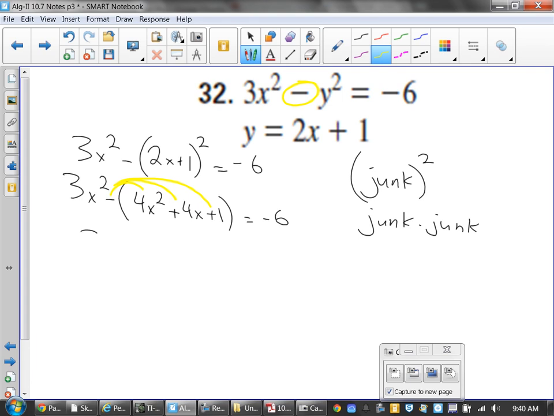So you wind up with the following: 3x squared minus 4x squared minus 4x minus 1 equals negative 6. Does everybody agree on the left-hand side here, it just becomes negative x squared? So I'm just going to send everything to the right. So add everything over. And that way it gets rid of your negatives and it becomes an easier problem to factor.